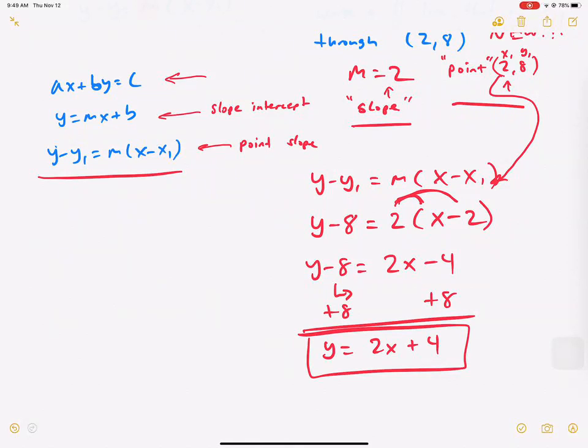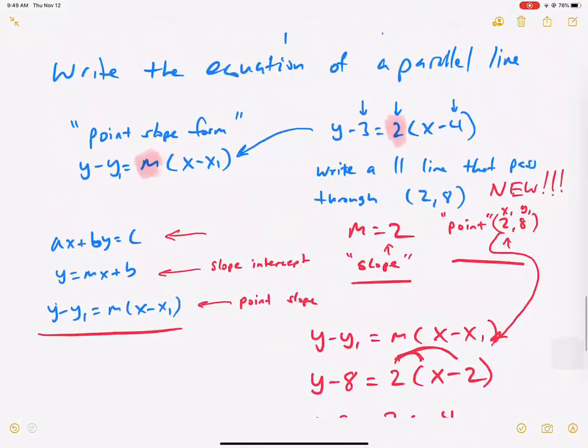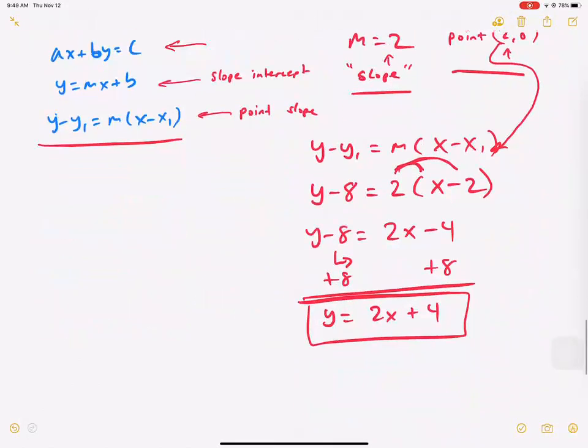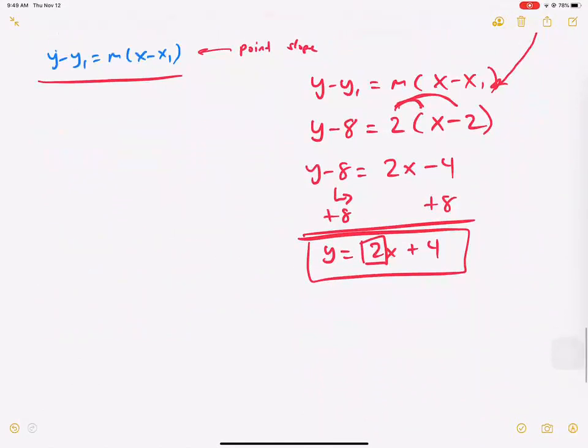We can double check it. What's the slope of my original line? It was 2. Great. If the slope is 2, my new equation must have a slope of 2. Yes, we do. And the point must cross through 2, 8. If I plug in 2 here, double check, do we get 8? 2 times 2 is 4. 4 plus 4 is 8. So this does work also.